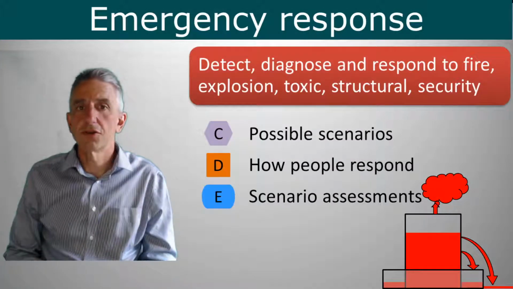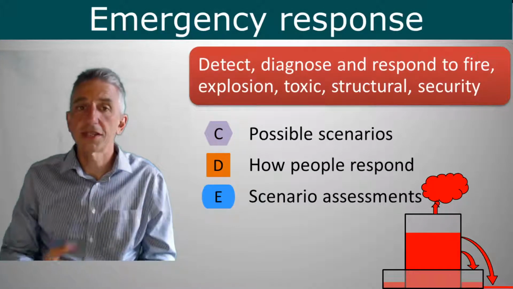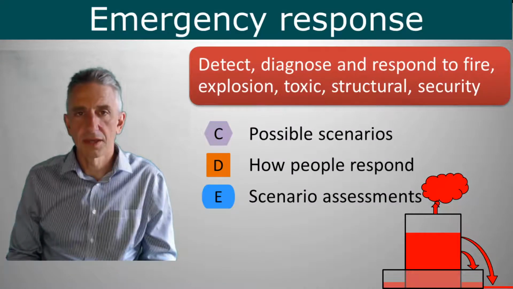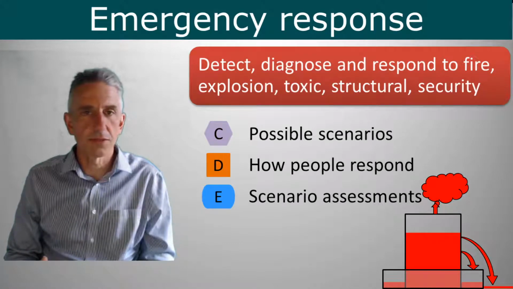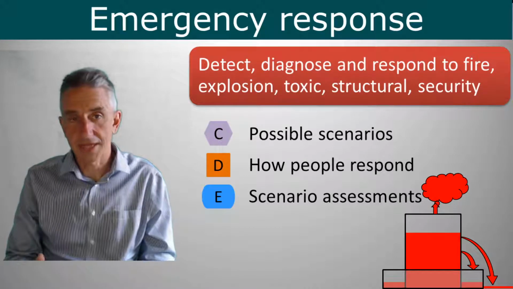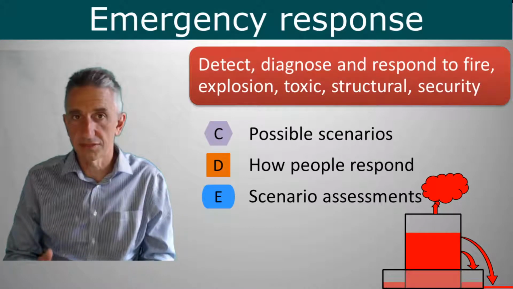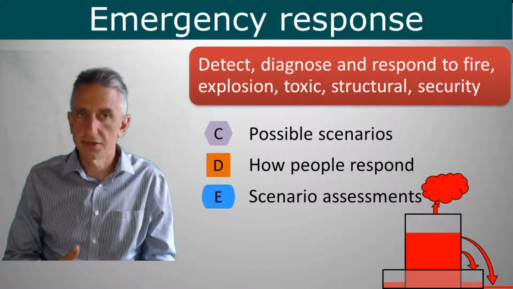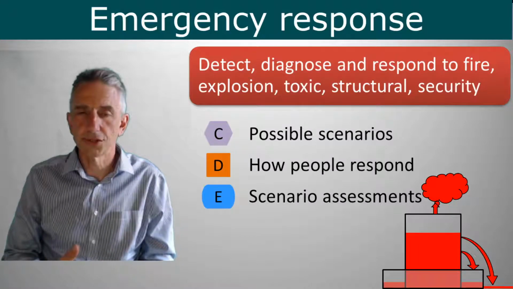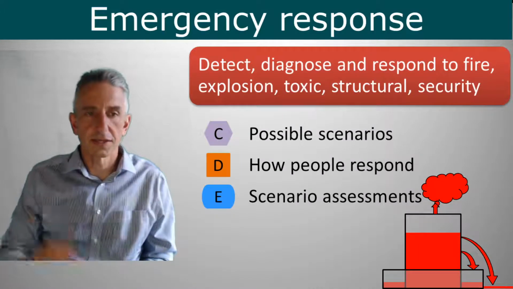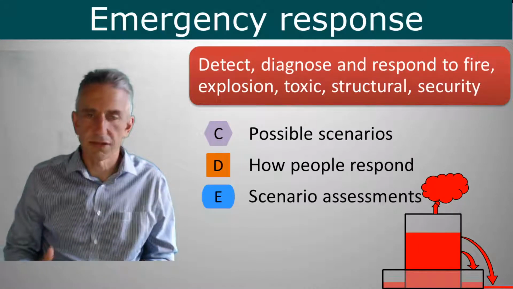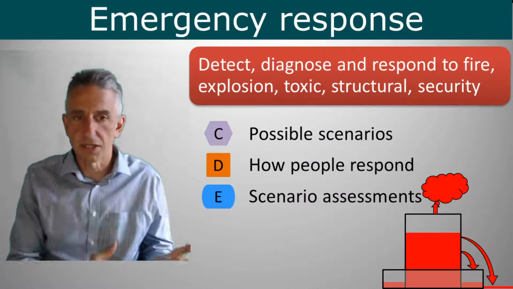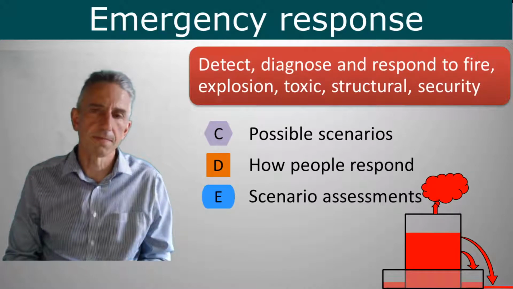Of course, our aim must always be to avoid emergencies, but we still have to plan for them. And what we need to make sure is that our design will support people to detect emergency scenarios developing early on, diagnosing what's happening, and then deciding what to do and implementing that response. And then, of course, what we're talking about are things like fires, explosions, toxic releases, environmental issues, security, structural failures.